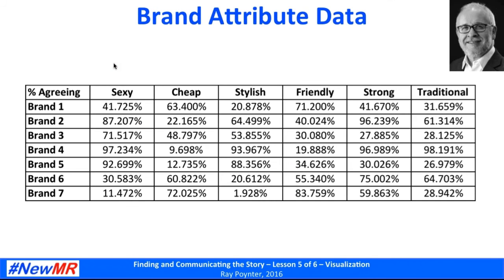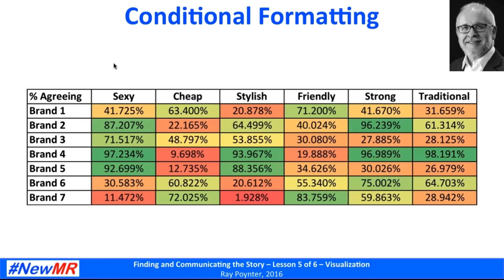Okay, let's switch to brand attribute data, classic market research. We've got brands down the side, attributes across the page, and the percentage of people agreeing. We've got a really large sample, so we've got lots of decimal places. So we can use conditional formatting. Lots of tools have this, Excel, of course, being the most famous. You can just say highlight using color. So the bright green colors are the big numbers, and the darker red they are, the smaller they are.